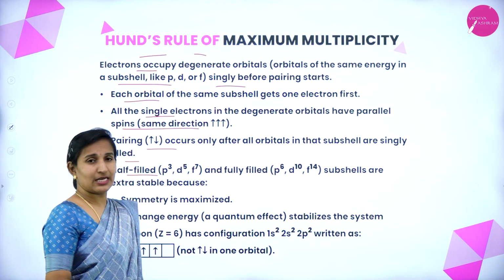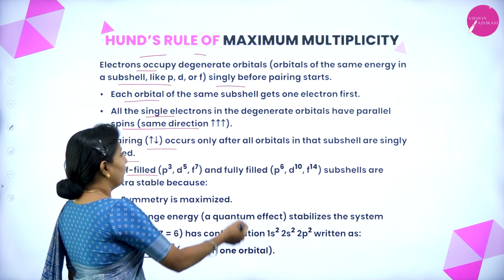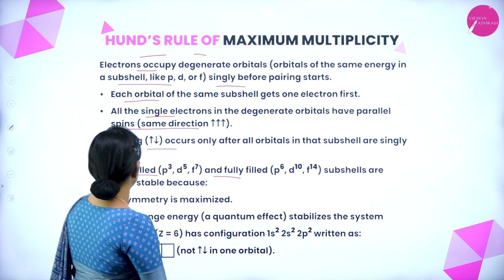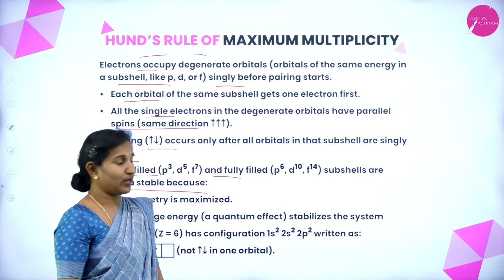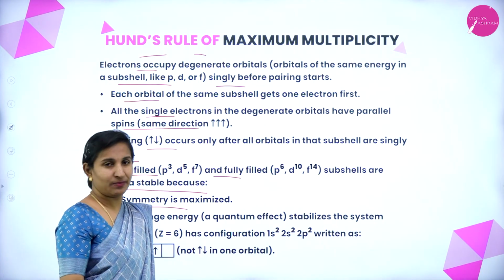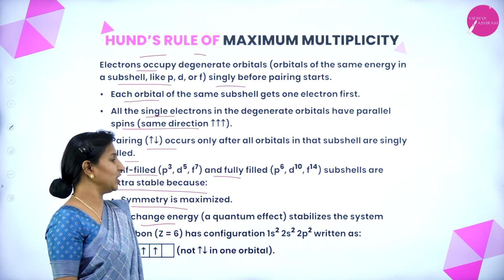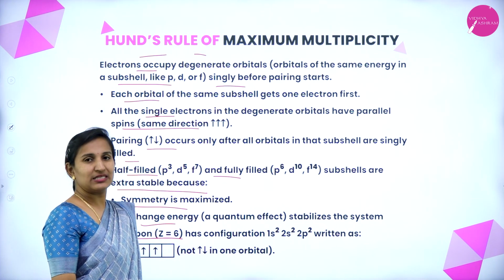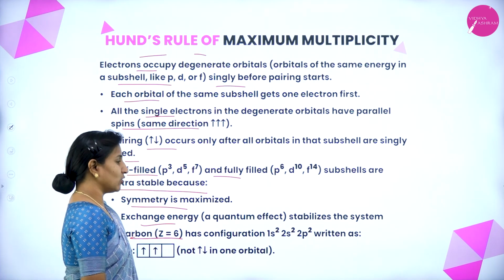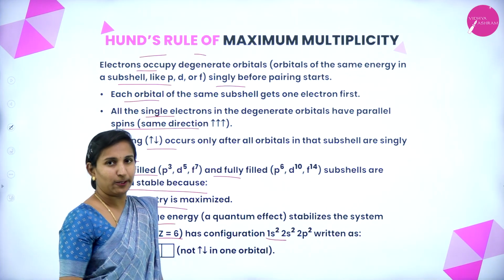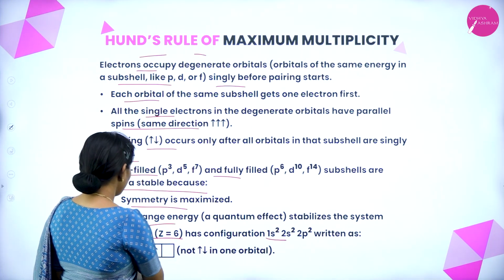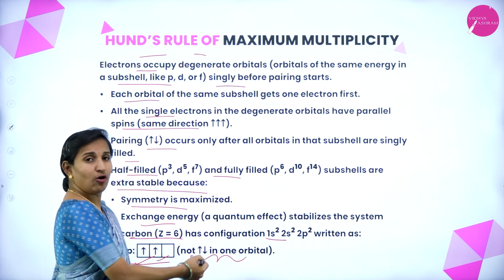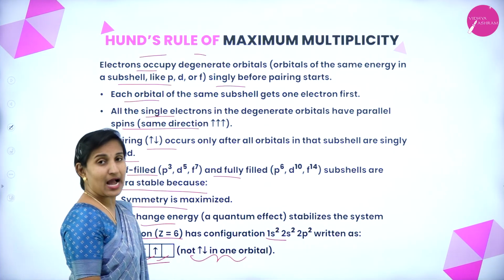Half-filled orbitals, that is p3, d5, f7. Fully filled orbitals are p6, d10, f14. These subshells are extra stable because symmetry is maximized, and exchange energy stabilizes the system. For example, carbon Z equals 6, that is atomic number equals 6, electronic configuration 1s2, 2s2, 2p2. Written as 2p2 shows only 2 electrons, not with opposite direction in one orbital.